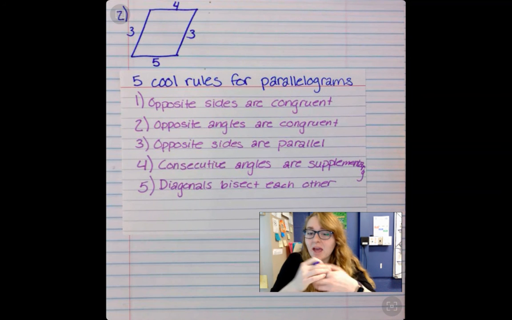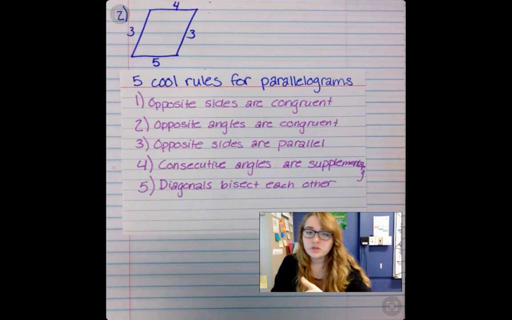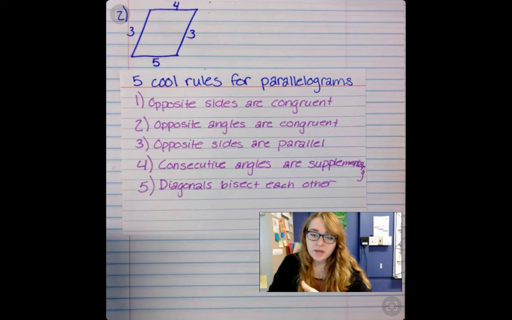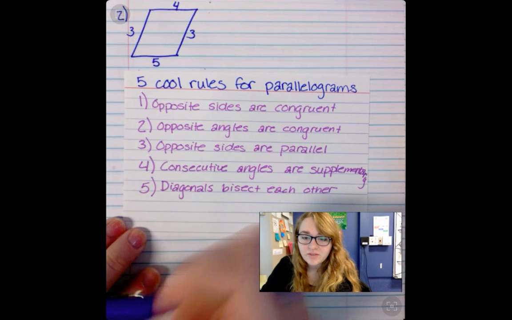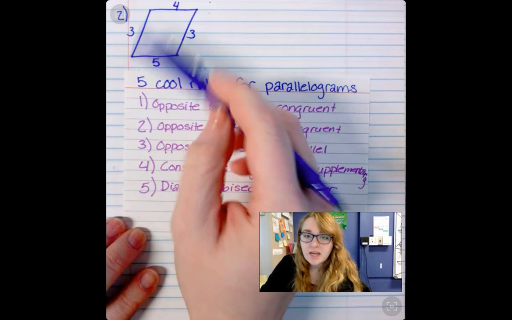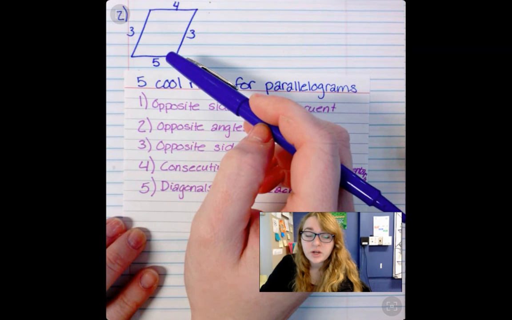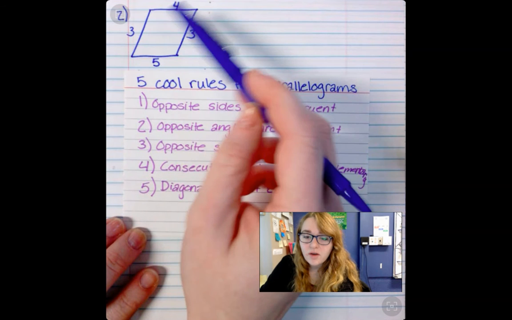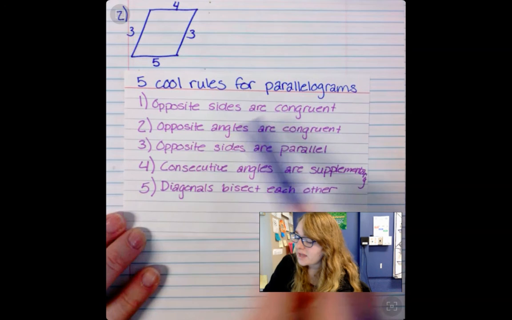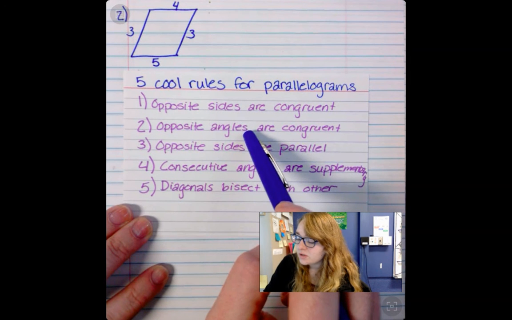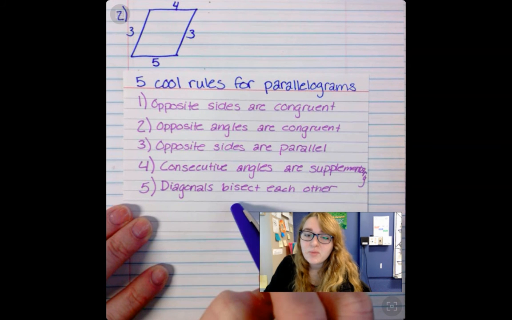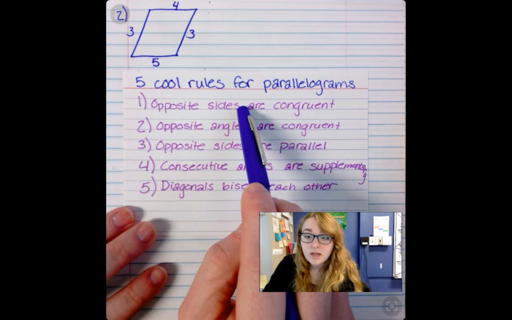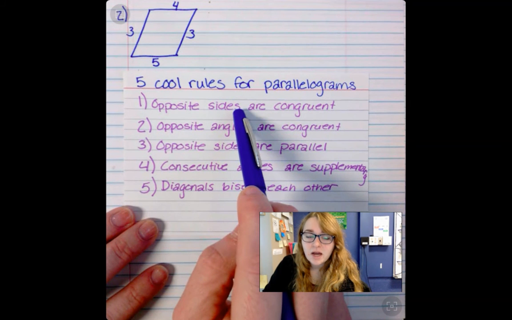All right, looking at number 2 here, we are trying to decide if this shape is a parallelogram. So we are going to use our 5 cool rules and the information given to us. So again, we don't have any angles and no diagonals. So we only have our side lengths. So we can't use that opposite angles are congruent. We can't use that opposite sides are parallel. We can't say that consecutive angles are supplementary, and we can't say that the diagonals bisect each other.